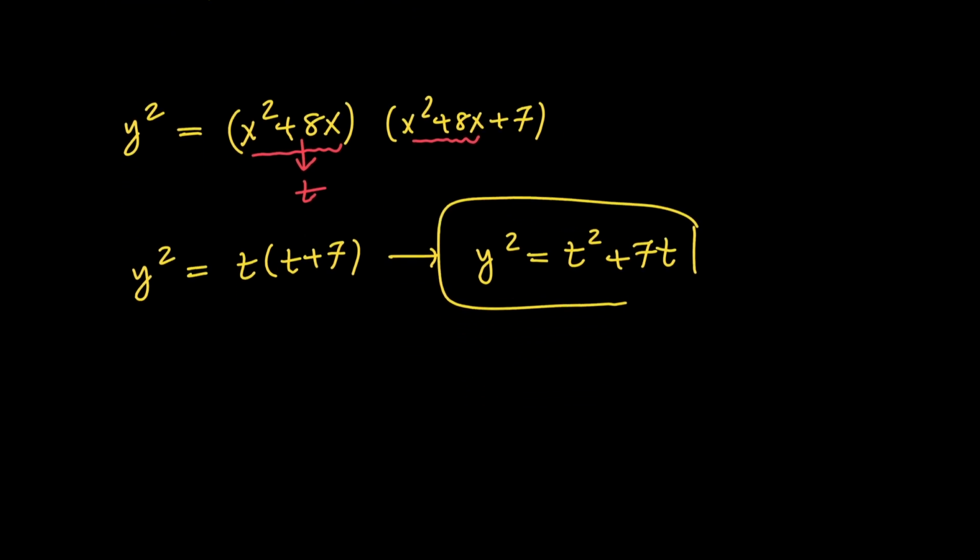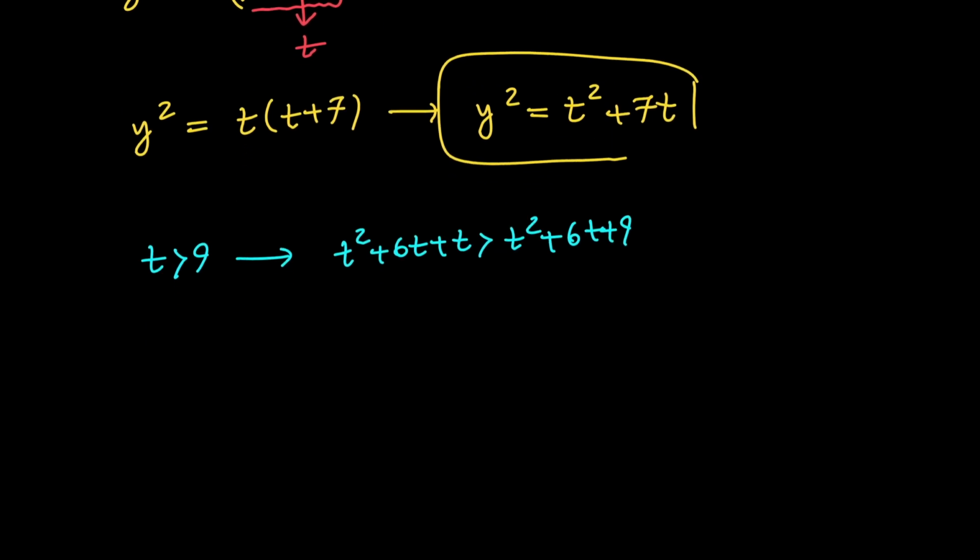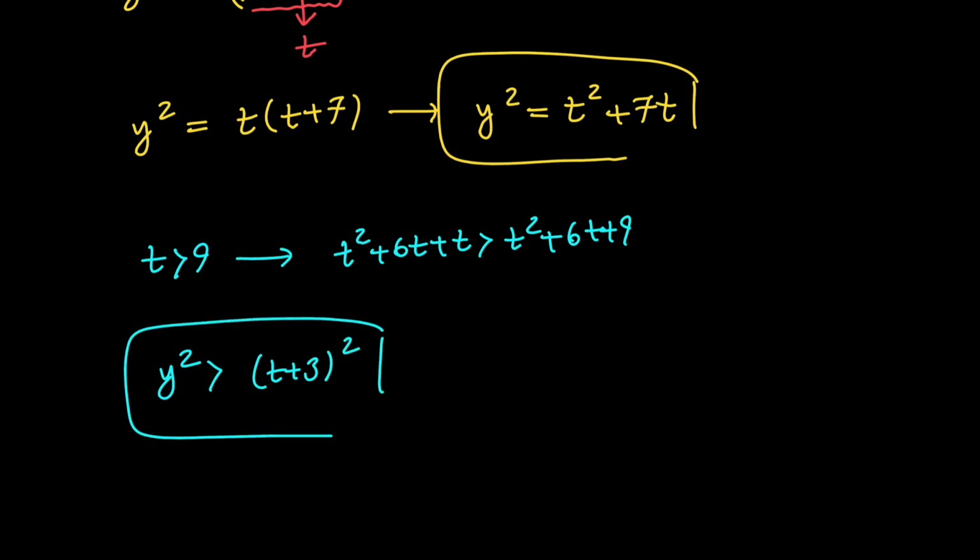Next, let's assume that t is greater than 9. In that case, if I add t squared plus 6t to both sides, we're going to have t squared plus 6t plus t is greater than t squared plus 6t plus 9, right? And from that, we will have t squared plus 7t, which is y squared, is greater than t squared plus 6t plus 9, and that can be written as (t plus 3) all squared. So if t is greater than 9, y squared is greater than (t plus 3) all squared.